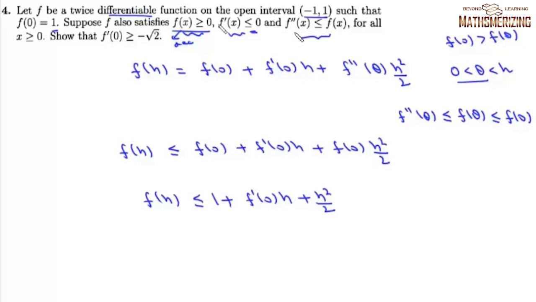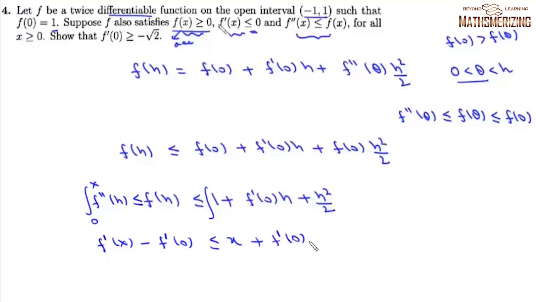Now we know that f''(x) is less than or equal to f(x), so we can say this f(h) will be greater than or equal to f''(h). Now we'll integrate both sides from 0 to x. So we can write f'(x) minus f'(0) will be less than or equal to x plus f'(0)x square upon 2 plus x cube upon 6.